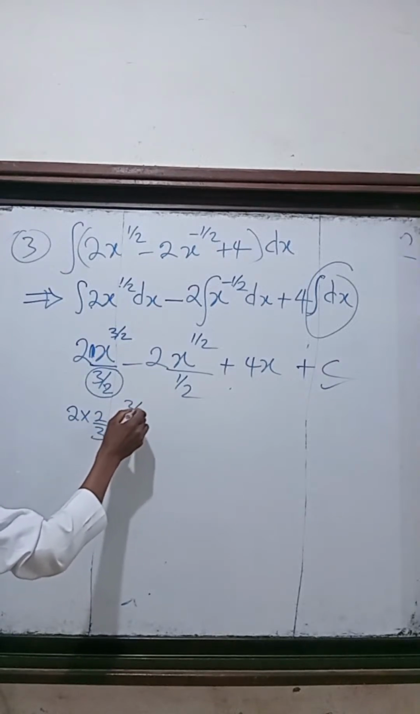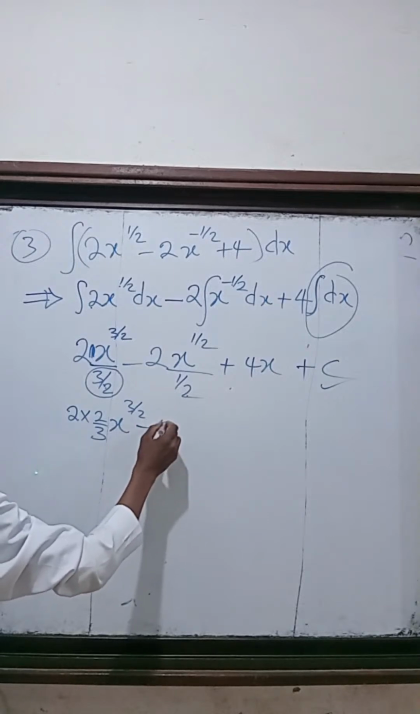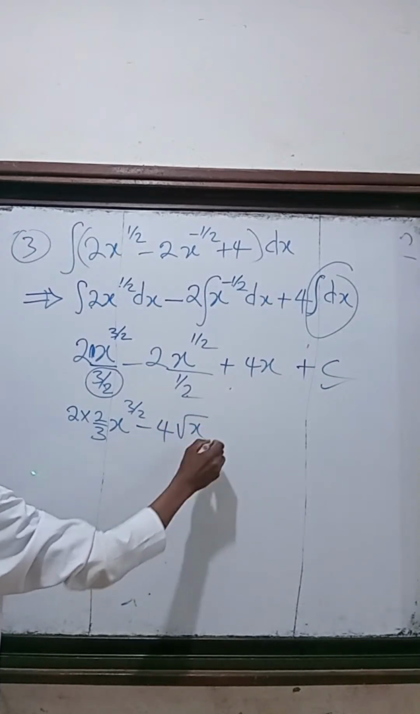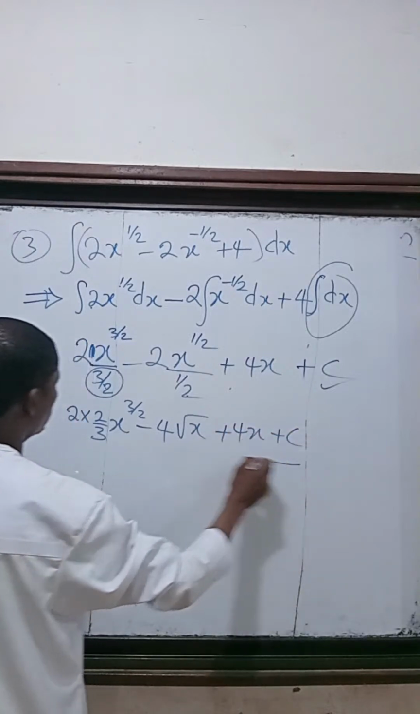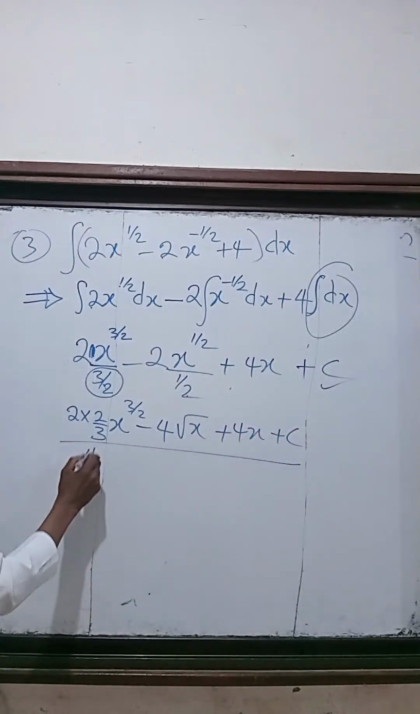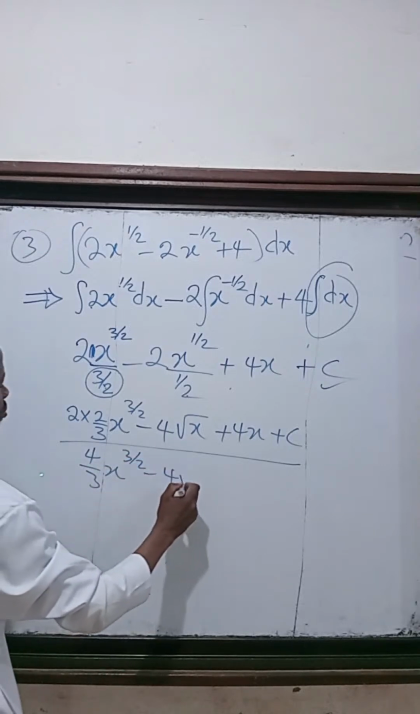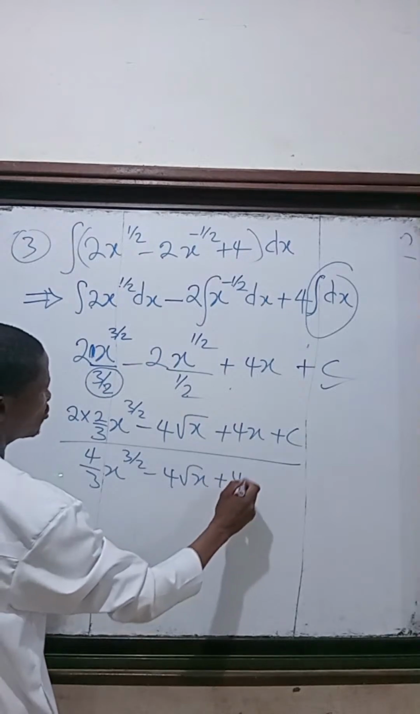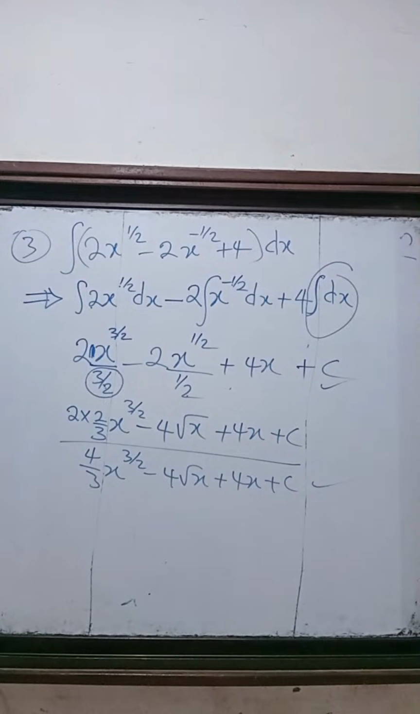x to the power 3 over 2. This one also will be what? Minus 2 times 2, that's 4. This one, and then plus 4x plus c. So that's that. So we're going to have 4 over 3 x to the power 3 over 2 minus 4 root x plus 4x plus c. So that's that on this question.